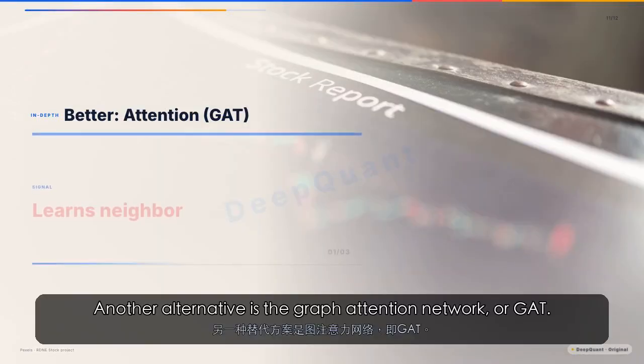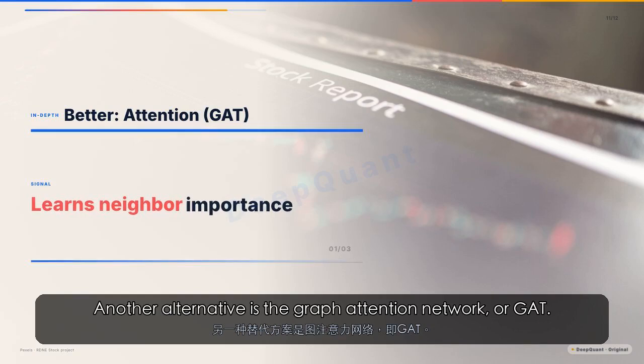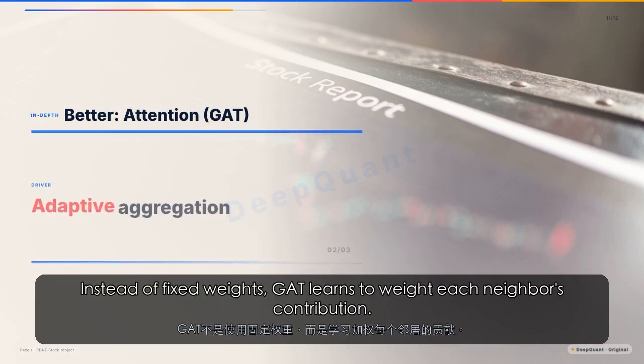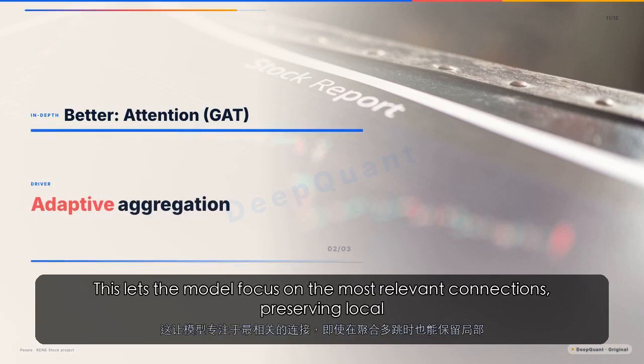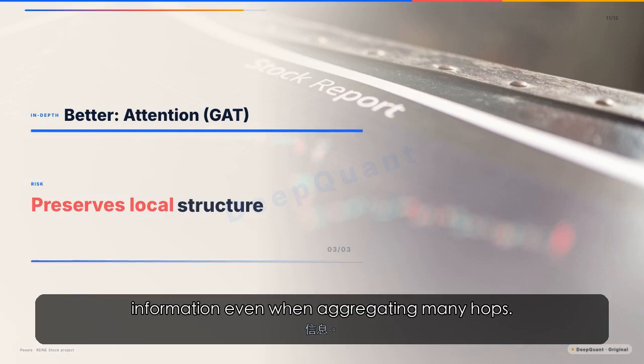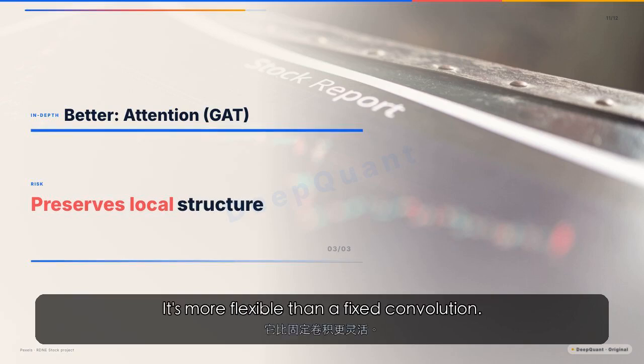Another alternative is the Graph Attention Network, or GAT. Instead of fixed weights, GAT learns to weight each neighbor's contribution. This lets the model focus on the most relevant connections, preserving local information even when aggregating many hops. It's more flexible than a fixed convolution.